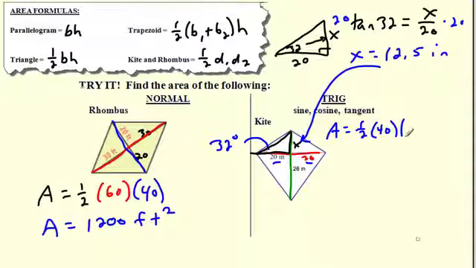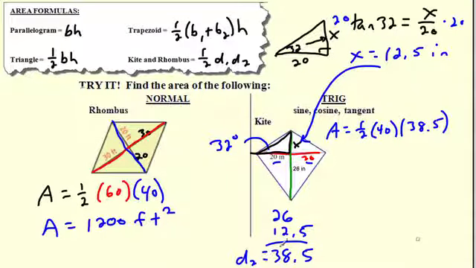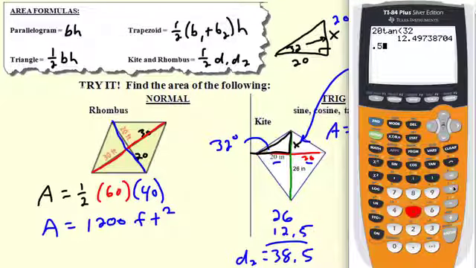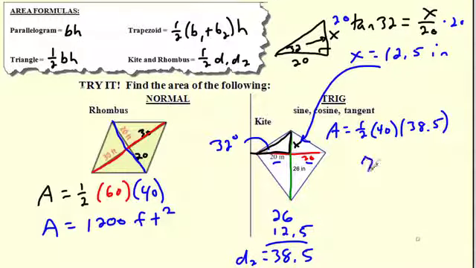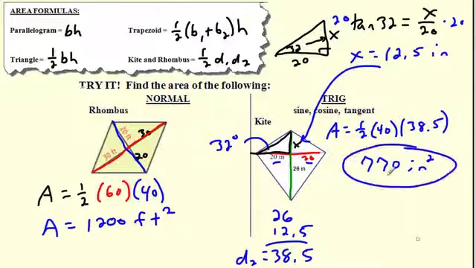So I got to add them together. So I get 38 and a half. So you have to combine this whole thing together. So 26 plus 12.5. That's how we get the other diagonal. So that would be diagonal 2. Awesome. Very good. Now it's just a matter, and if you want to go calculate, let's just do this calculator. 0.5 times 40 times 38.5. Boom. Done and done. We're looking at 770. So this is 770 inches square. Fantastic. There is the area of that.